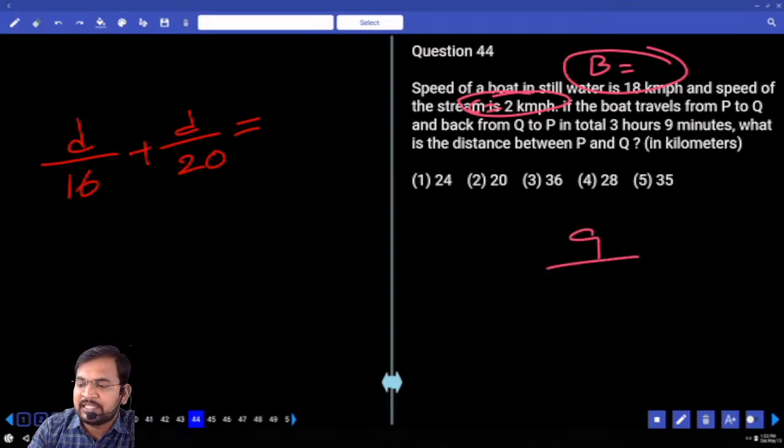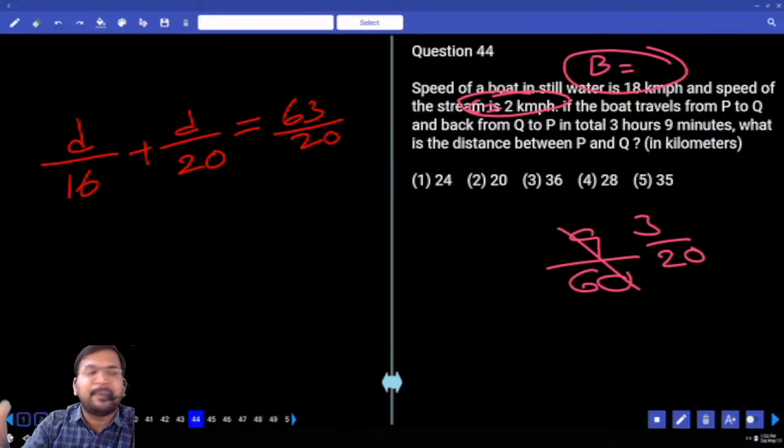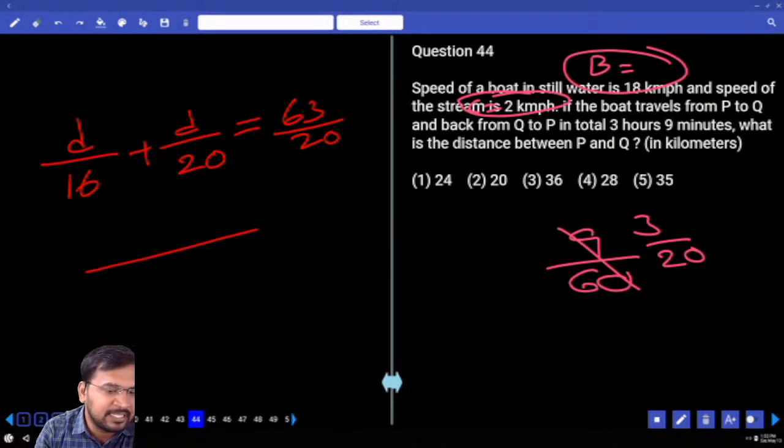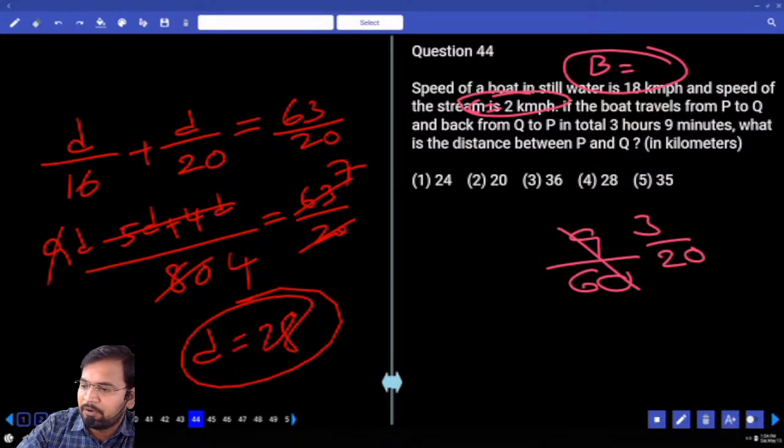Now 9 minutes we can write as 9 by 60, that is nothing but 3 by 20. So 3 and 3 by 20 we can write as 63 by 20. All of it clear? Now we need to find out D. The LCM is how much? 16 into 5 is 80, and 20 into 4 is 80. The LCM is 80. That is equal to 63 by 20. Therefore D is equal to 4 sevens are 28. Therefore the distance will be 28.